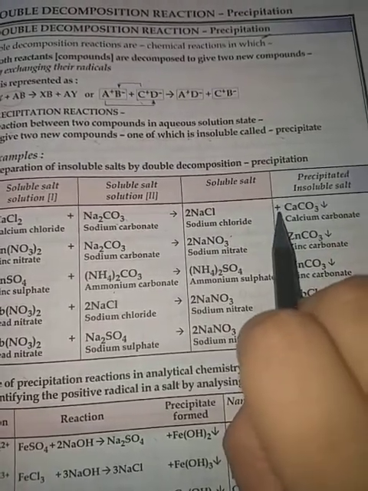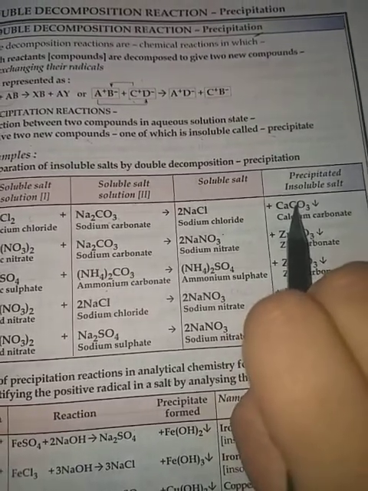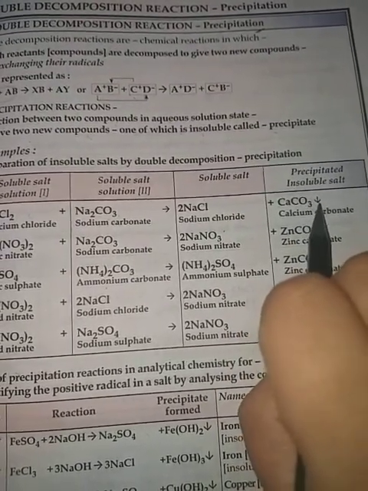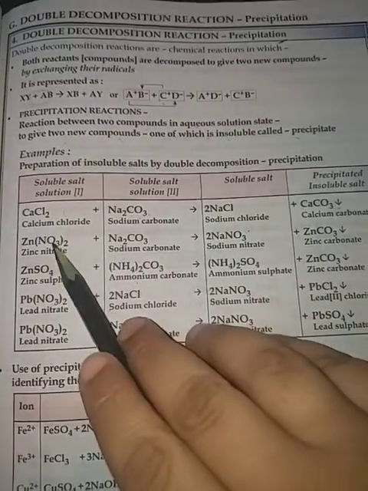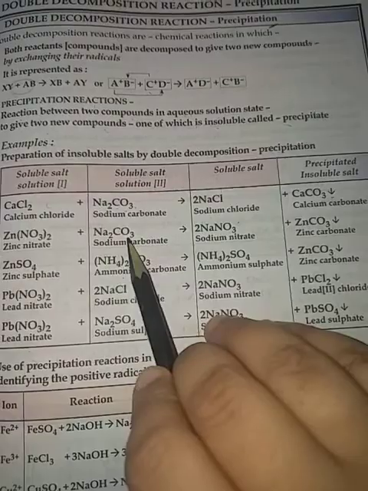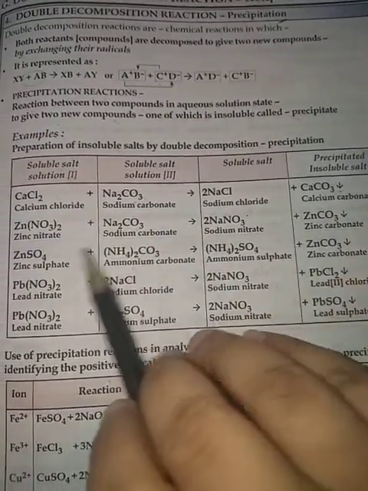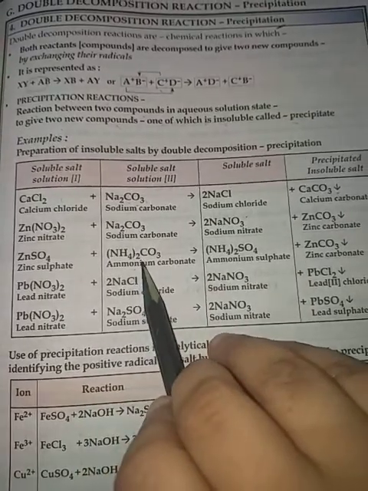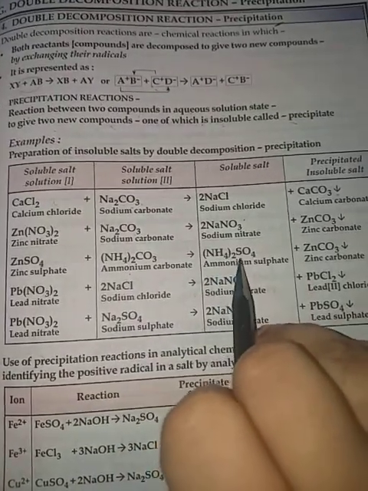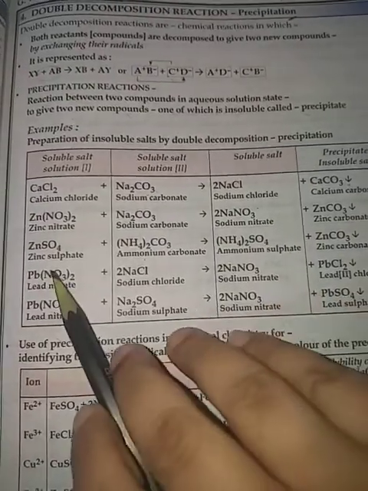If we put the test tube aside for a few minutes, this calcium carbonate will settle down at the bottom of the test tube. Here are the other examples also, like aqueous solution of zinc nitrate with sodium carbonate gives NaNO3 and zinc carbonate. Zinc carbonate is a precipitate here. Zinc sulfate and ammonium carbonate give ammonium sulfate and zinc carbonate. Zinc carbonate is a precipitate here.